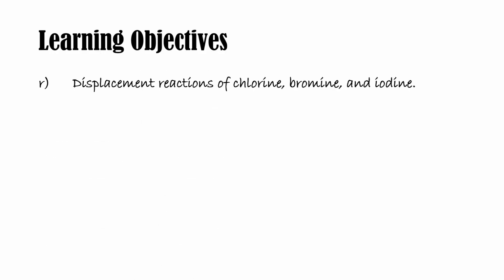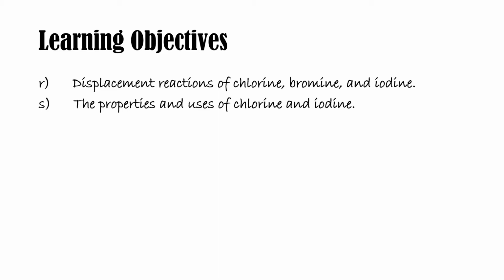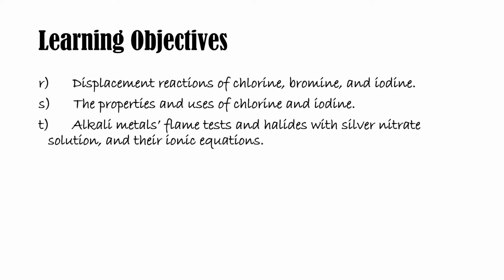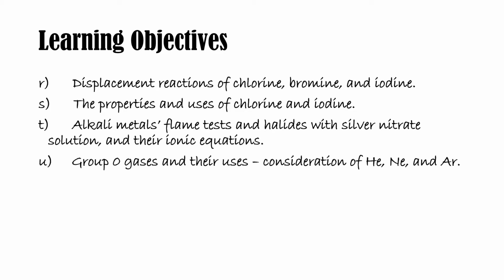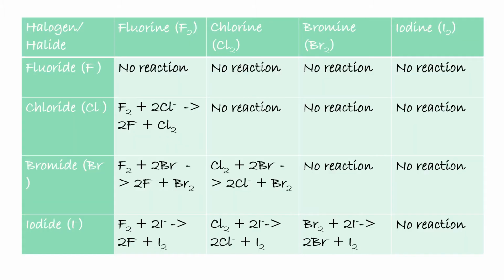Next, we are going to look at the displacement reactions of chlorine, bromine and iodine, the properties and uses of chlorine and iodine, alkali metals flame tests, and halides with silver nitrate solution and their ionic equations. And finally, we are going to look at group 0 gases and their uses, considering helium, neon and argon.